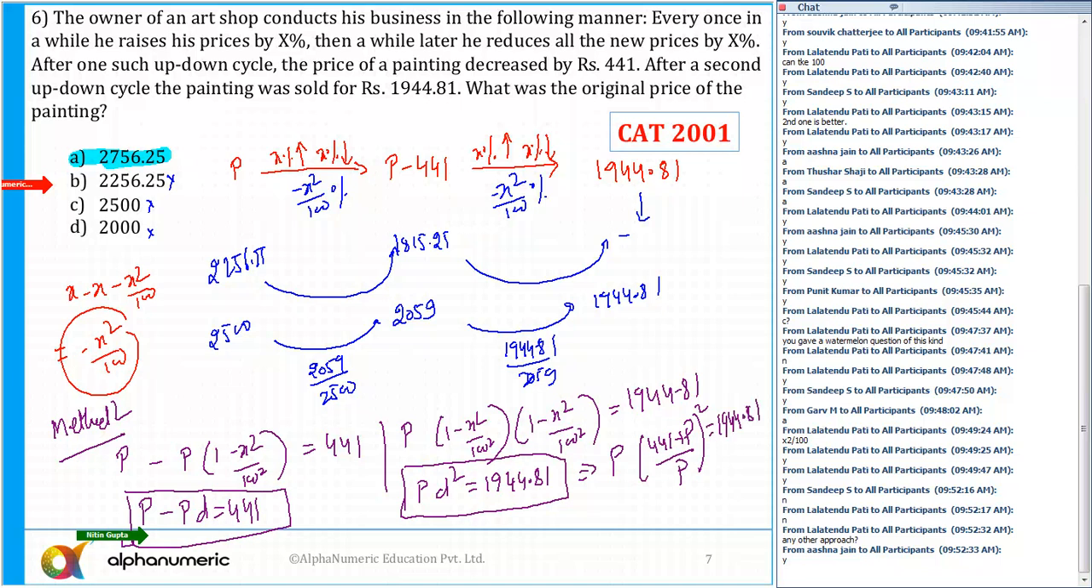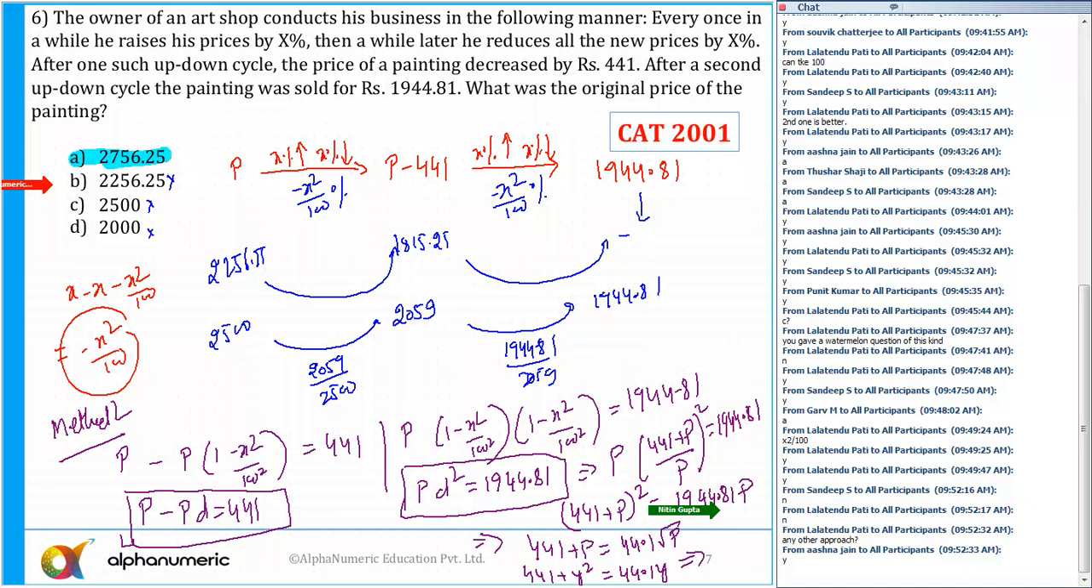So from here, it comes out to be 441 plus P whole square is equal to 1944.81 P. Take a square root, so I'll get 441 plus P. Now this 1944.81 is actually a square of 44.1, so this is equal to 44.1 root P. And if you assume root P equal to Y, you get a quadratic equation, that is 441 plus Y square is equal to 44.1 Y. So you need to solve this quadratic equation, and by solving it, you can find the value of P. Is that clear?